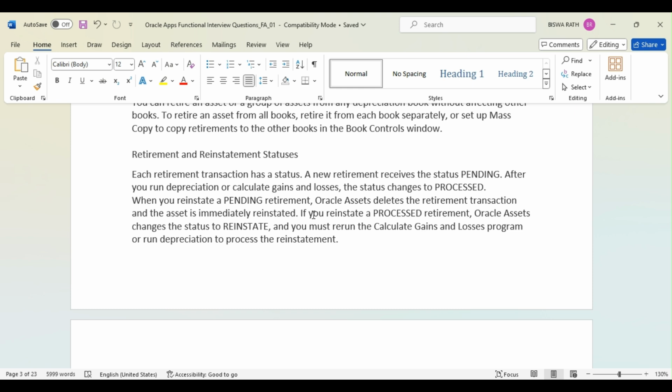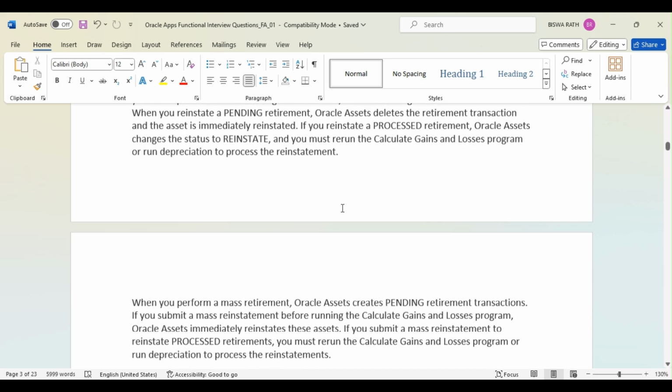You can go down to the reinstatement. You can use that particular retired asset and do the reinstatement again, so that the asset will come back to the original cost and net book value it had before the retirement. Okay.